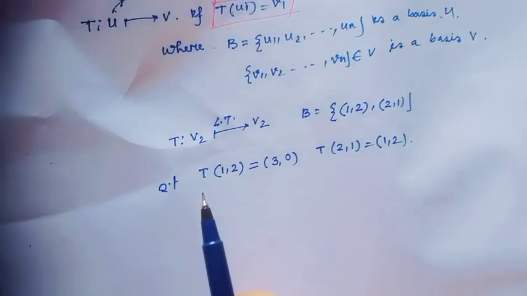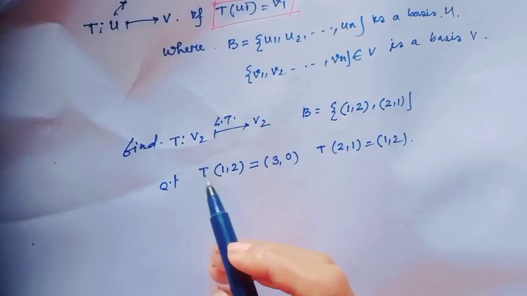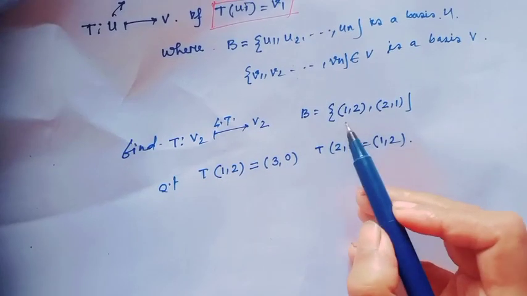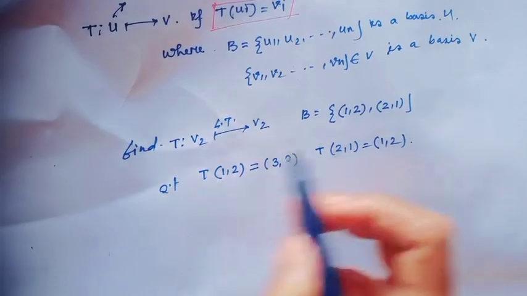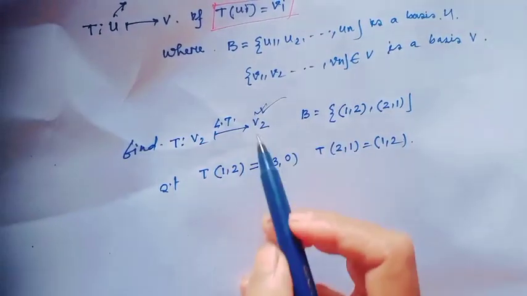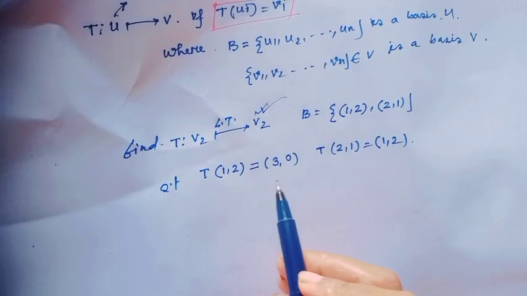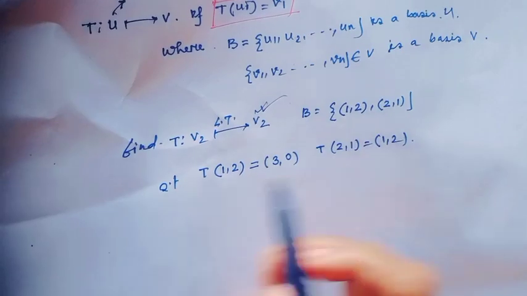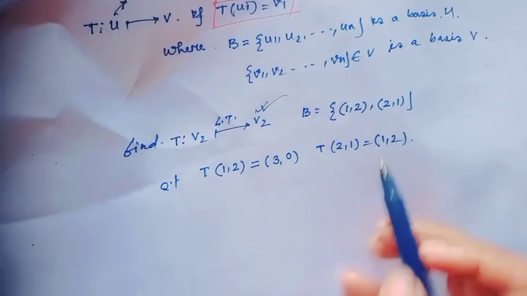Okay. Our first example: find a linear transformation T, a mapping from V2 to V2, where the basis of V2 is the set containing (1,2) and (2,1). Since the mapping is from V2 to V2, this is the basis of the codomain also, and the mapping is T(1,2) equals (3,0) and T(2,1) equals (1,2). That means we have to find the linear transformation whose map is of this type.